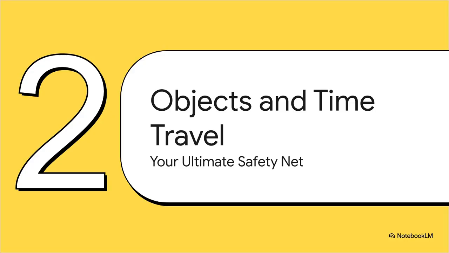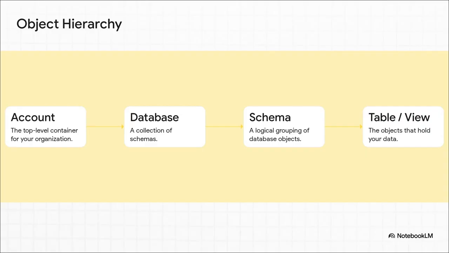Okay. Now let's see how this architecture actually protects your data. Because once you understand Snowflake's built-in safety nets, you'll probably never look at data management the same way again. First off, the organization is super simple and should feel pretty familiar. You've got your main account at the top. Inside that, you create databases. And inside each database, you have schemas, which is where you put your tables, views, and all that other good stuff. It's just a clean, logical way to keep things organized.